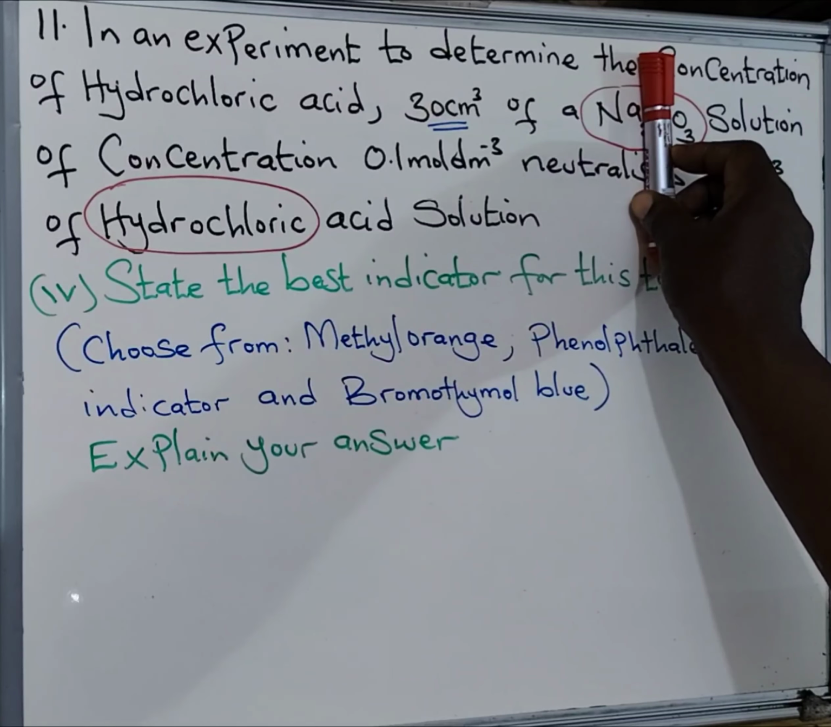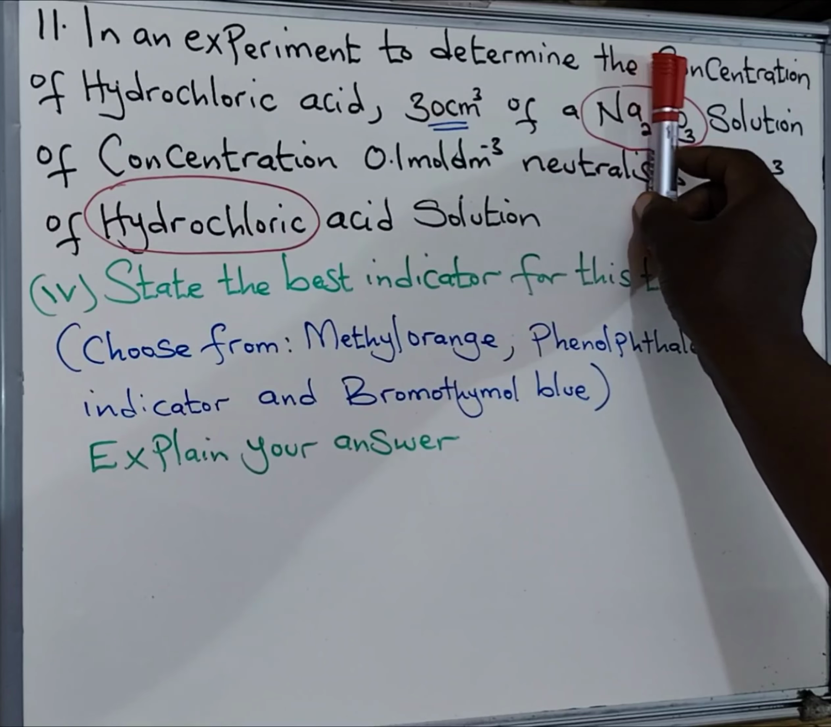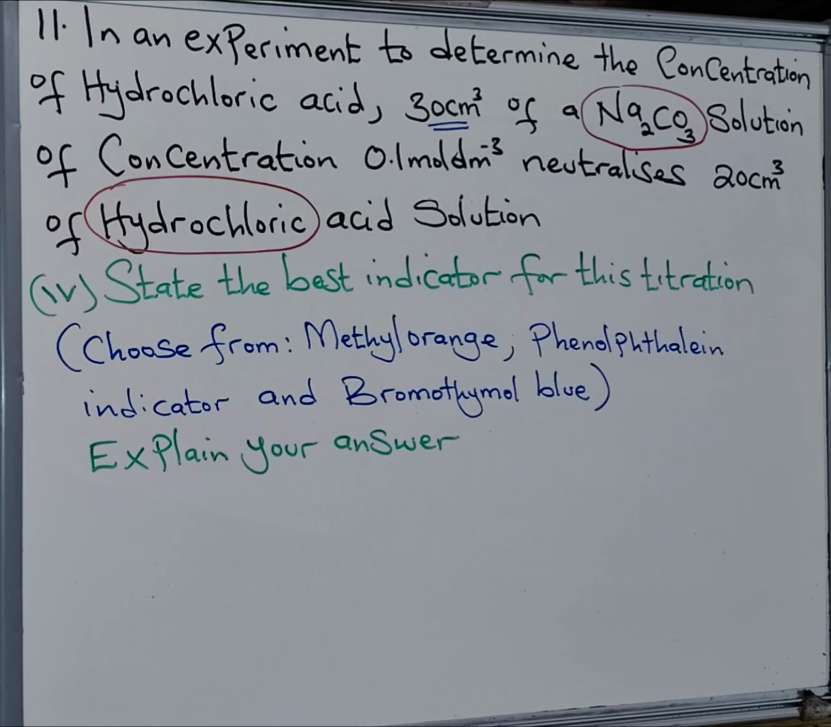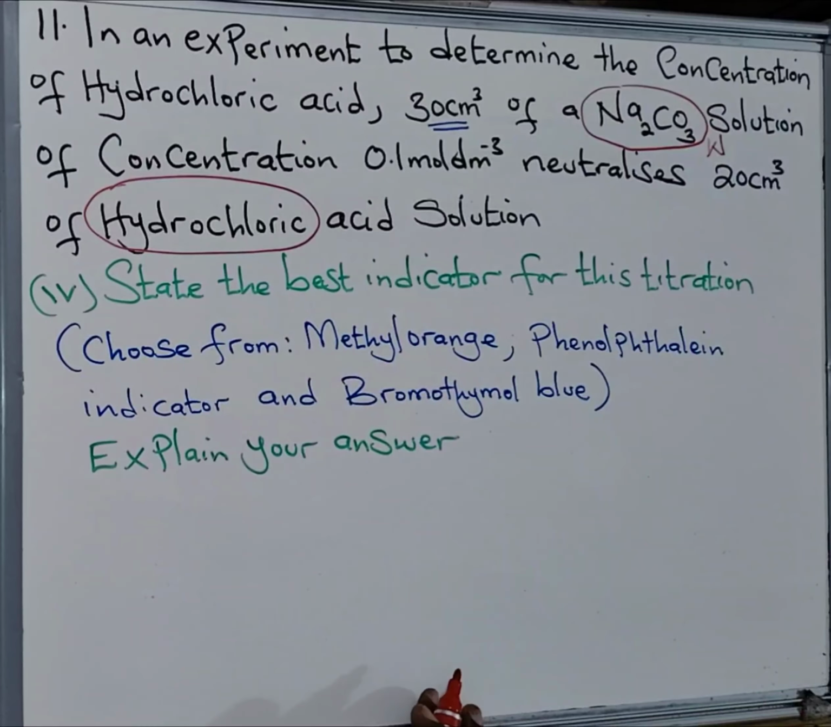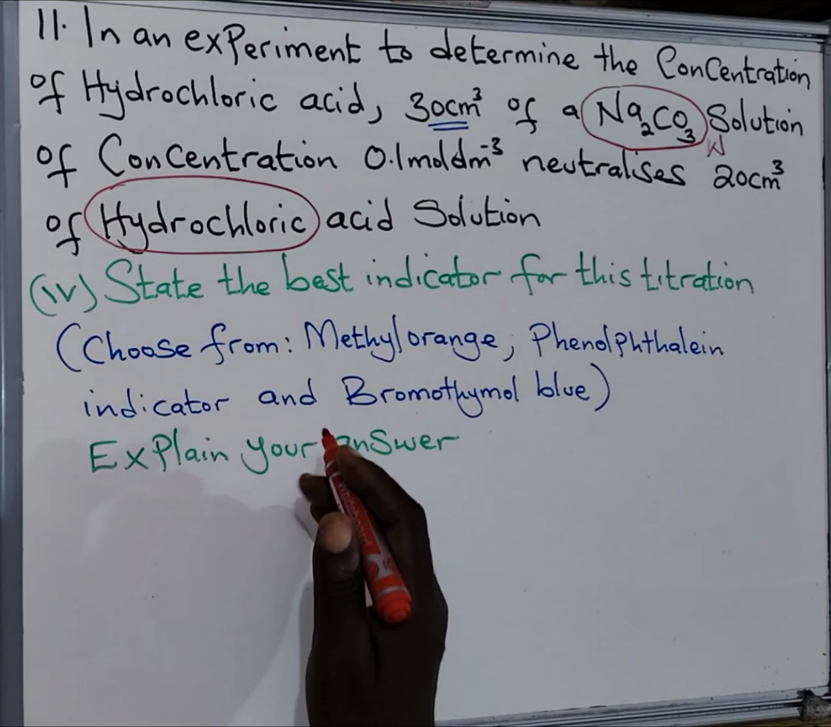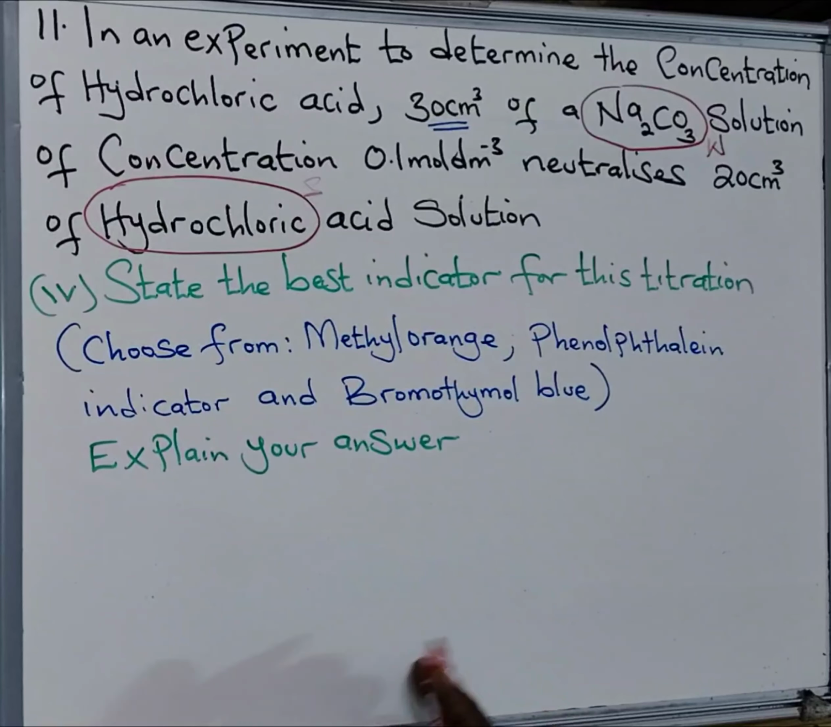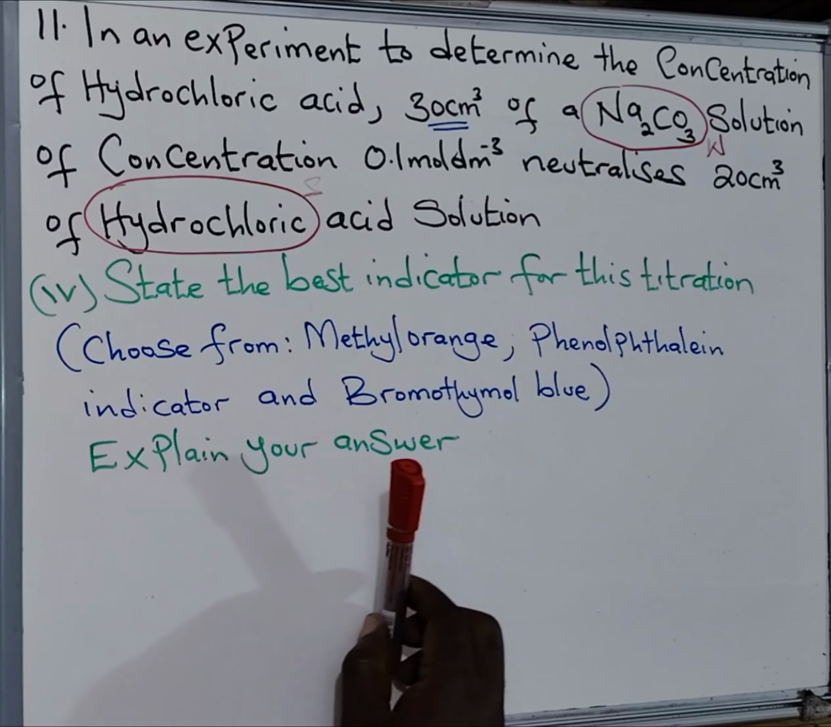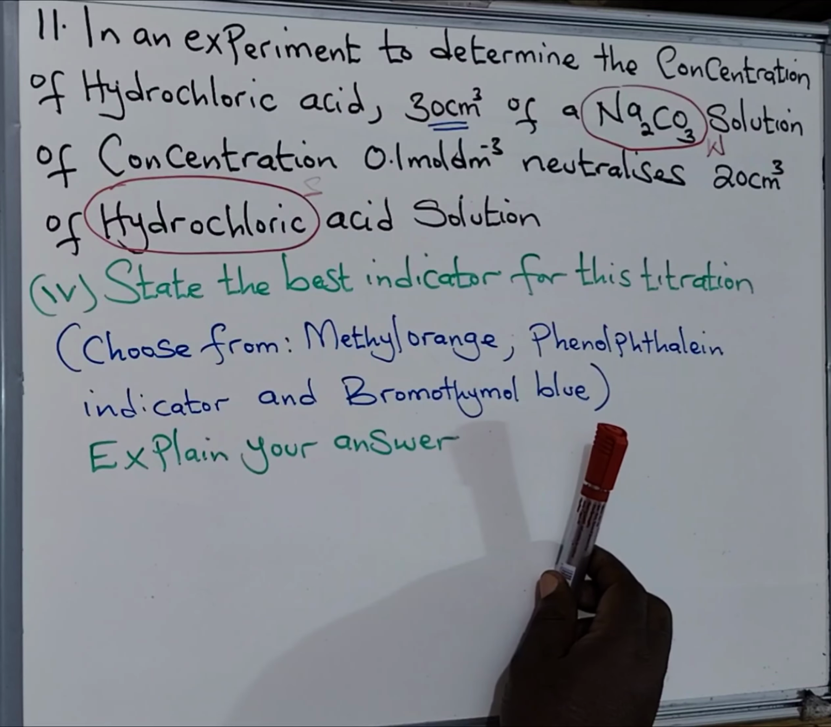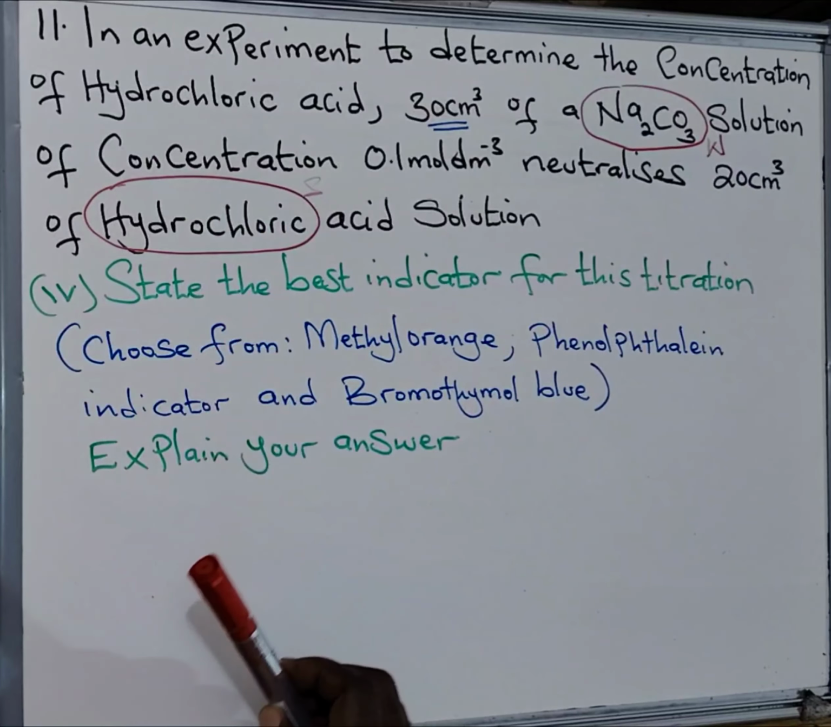Sodium carbonate is the base. But what is it? Is it a strong base or weak base? It is a weak base. Okay. Hydrochloric acid is an acid. Is it a strong acid or weak acid? It is a strong acid. Now, I need to remind you that it is the strong which takes the pH. This implies that the pH of our resultant solution is going to be acidic. Why? Because it's the acid which is stronger.